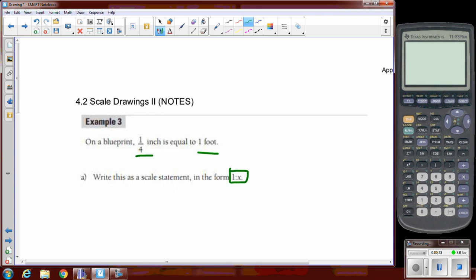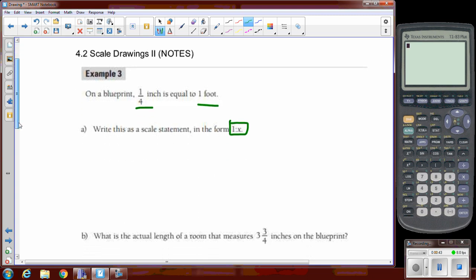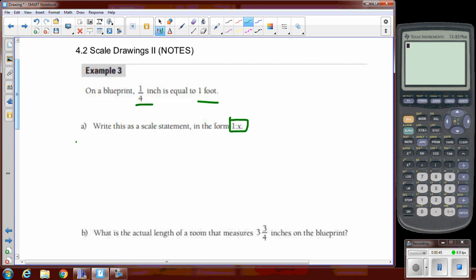Now if you think back to our other lessons that we did during this unit so far, just the first one, I mentioned that we're always going to be talking about this as drawing to original. So I always say, what is it in the drawing and what does that actually turn out to in the original? This is how a scale statement works. So it's saying on a blueprint, 1/4 inch is equal to a foot in reality. So this is my drawing, this is my original.